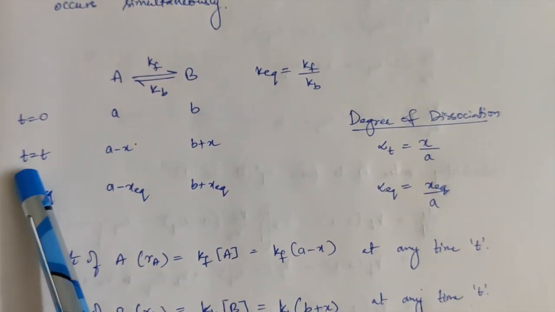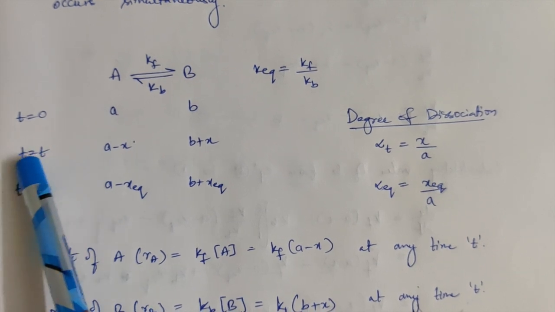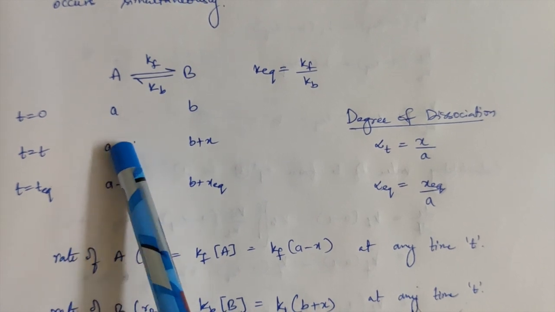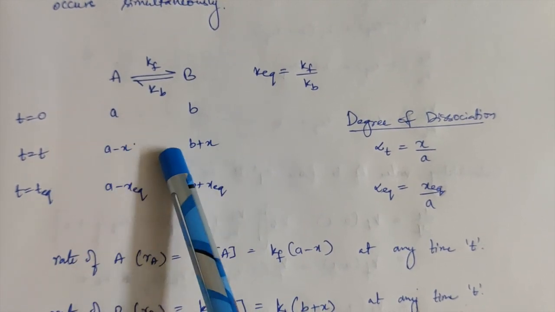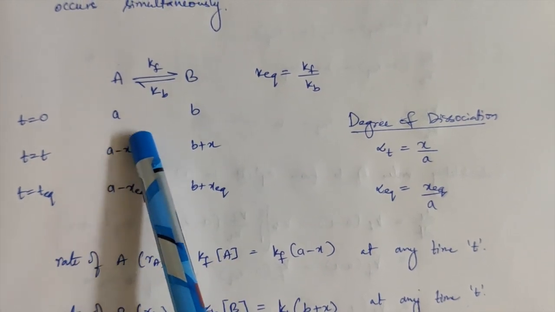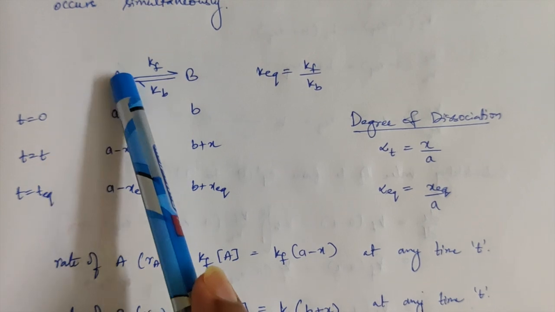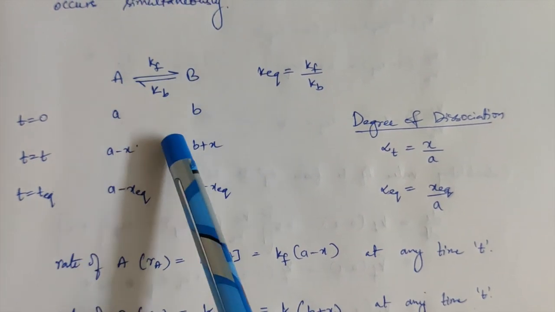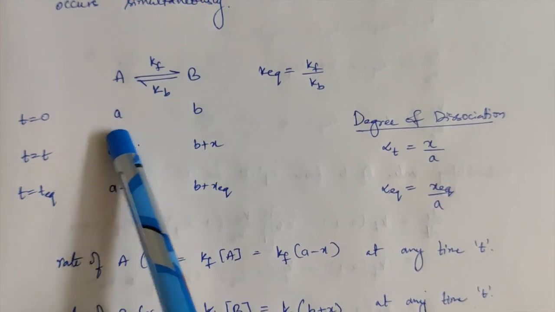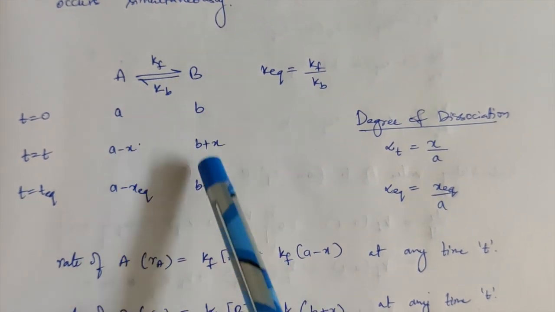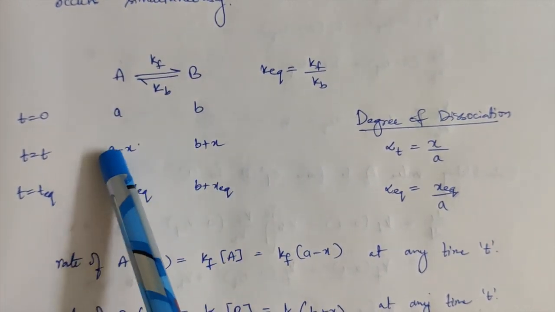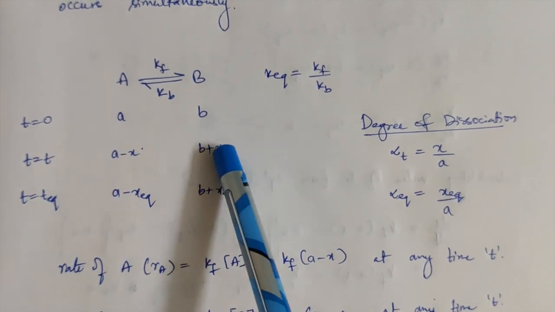Now if you take some certain time t, some part of A will be dissociated, or converted into B. Let's say small x is the part of A, that means reactant, that is being converted into product. So the concentration of A will be reduced by x amount and the concentration of B will be increased by x amount, because A is getting converted into B. So this will become a minus x and this will become b plus x.